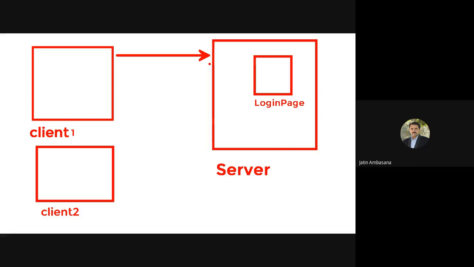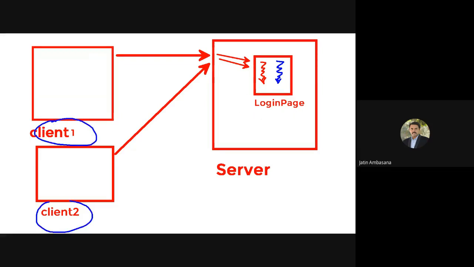The client 2 is also requesting to the server. So what happens is, at a single time, both the requests come, but both the requests come in the form of a different thread. So there is one thread passing for client 1, another thread passing for client 2 from this code. At the same time, this code is executed for two different clients. Okay, that is multitasking or multi-threading.